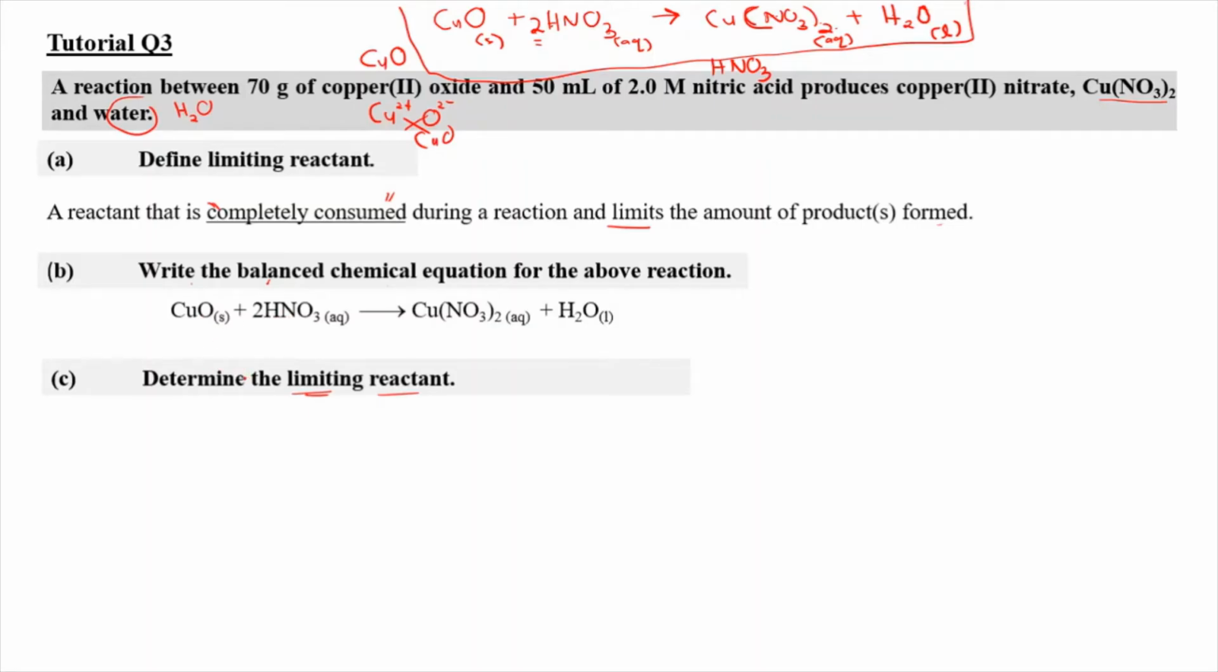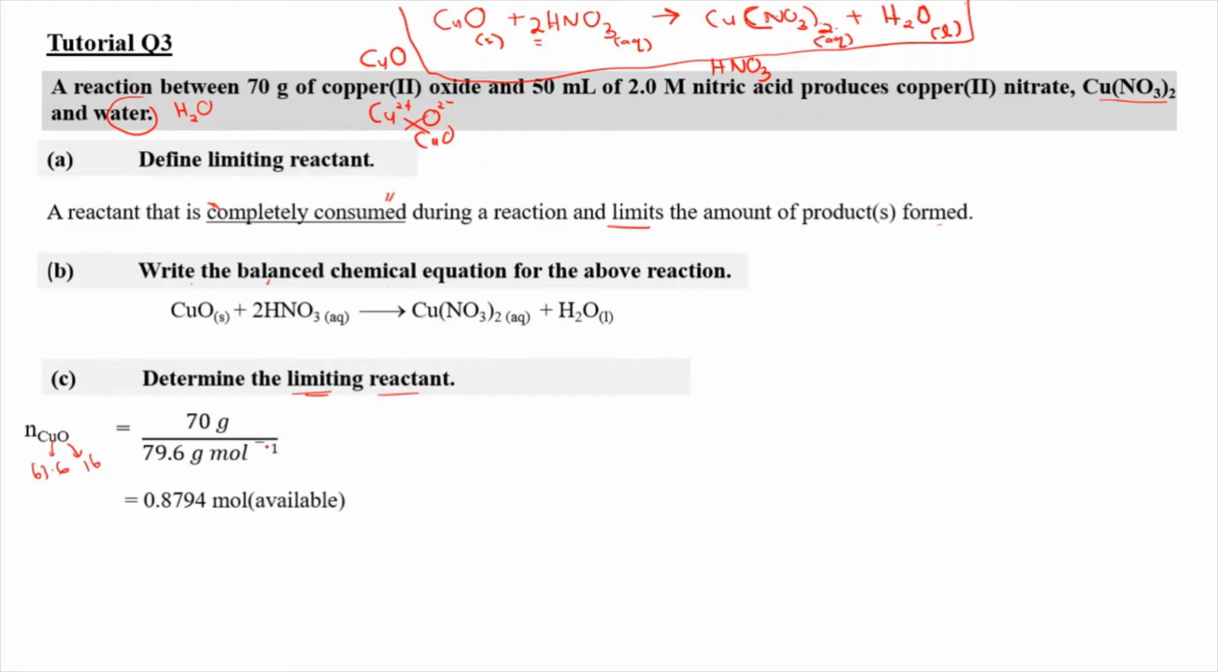In order to do that, we need to determine the number of mole of the copper oxide first. So the number of mole of copper oxide can be determined by dividing the mass of the copper oxide, 70, with the molar mass of the copper oxide, which is 79.6. So copper is 63.6, oxygen is 16, so 79.6. So 70 divided by 79.6, you're going to get 0.8794 mole that are available.